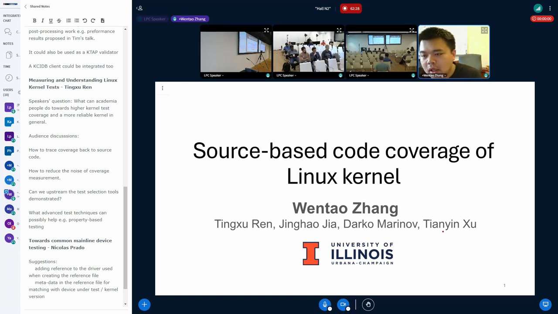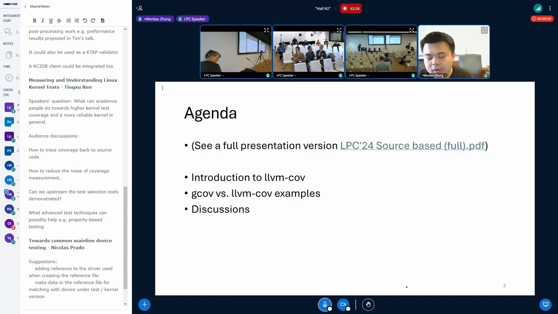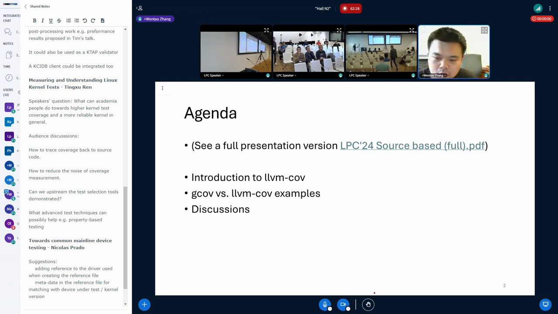Today, I'd mostly like to discuss a new development tool, LLVM Cov, for measuring precise, source-based code coverage of the Linux kernel. Sorry, there's some echoing on my side. So the agenda is as follows. Basically, I will quickly set up the background in terms of the existing coverage tools in the kernel, and I will demonstrate how this new LLVM Cov tool can possibly benefit us by its source-based feature.